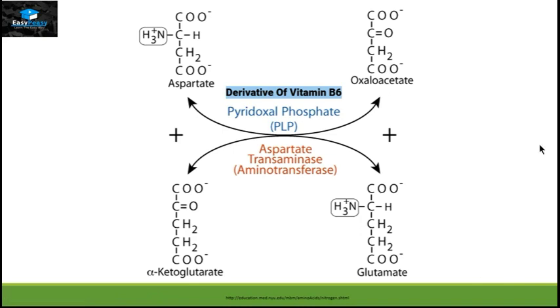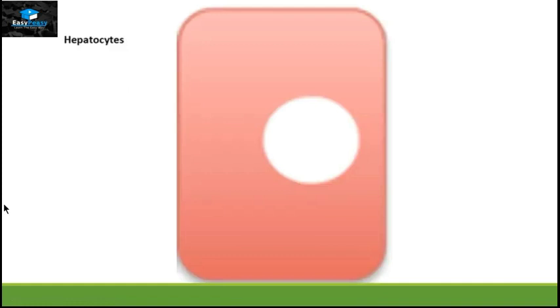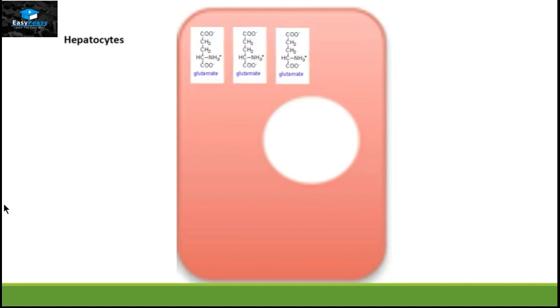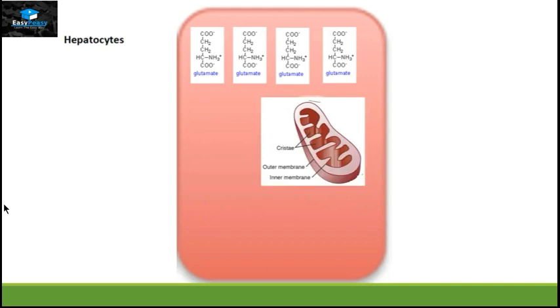So if somebody is lacking in vitamin B6, there is no way the person's body can utilize amino acids sufficiently for energy production. Now, in the hepatocyte, we have a surplus of glutamate, and this glutamate keeps forming every time there is an amino group transfer. We have a glutamate that is formed.